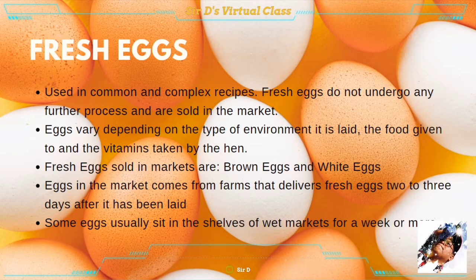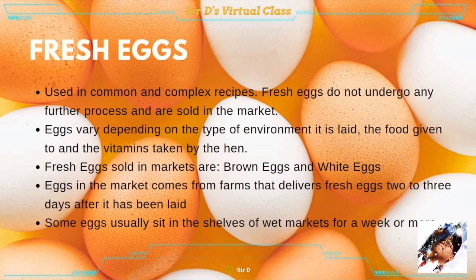First, of the marketable forms of eggs, very common to us, is the fresh eggs. Fresh eggs are used in common and complex recipes. Fresh eggs do not undergo any further process and are sold in the market. Eggs vary depending on the type of environment it is laid, the food given, and the vitamins taken by the hen.